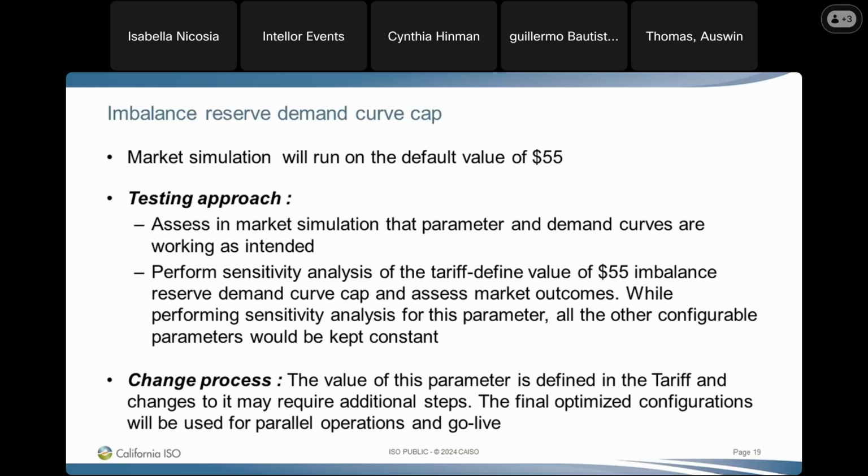For example, if you try to figure out this imbalance reserve demand curve cap and that is your focus, would that become a scenario, with all the other configurable parameters fixed, and then we get the result from the testing? I'm trying to understand how the communication works, but maybe this just goes to the weeds before the market simulation.